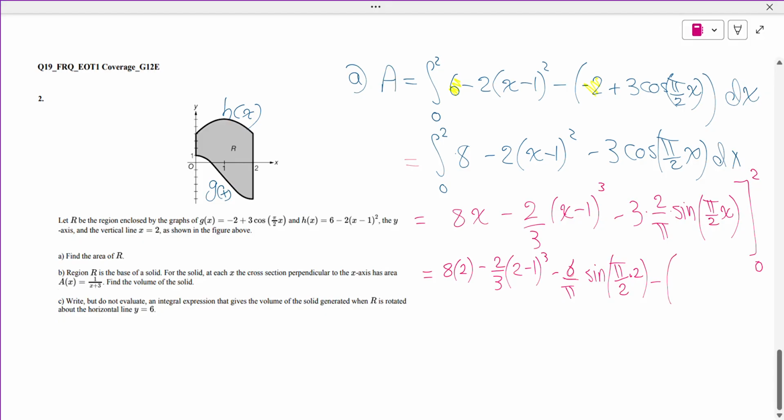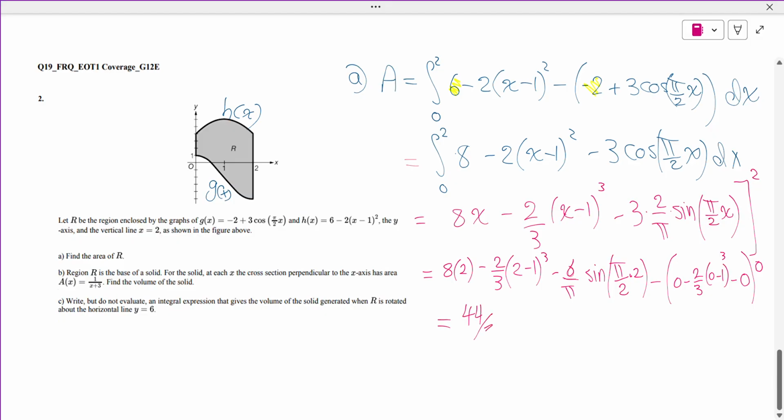So let's do it here. 8 times 0 is 0 minus 2 over 3 bracket 0 minus 1 cubed, and then minus 0, because sine of pi over 2 times 0 is 0. Sine of 0 is 0. So if you just evaluate this, you will end up having, let me check the answer. So this is going to be 44 over 3.